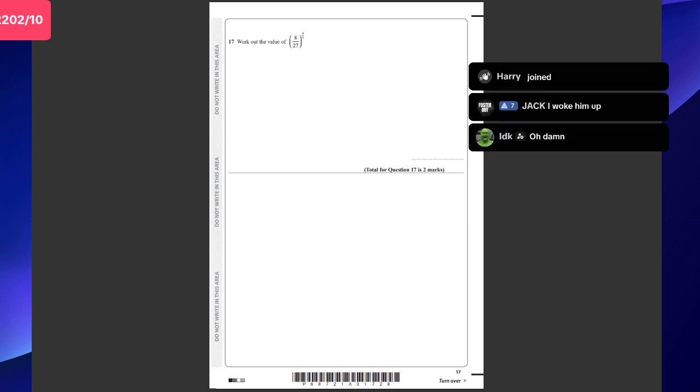Okay, try this question. Work out the value of 8/27 to the power of 4/3. So this is looking at a fractional index. This question is a grade 7, grade 8 question. This is quite a nasty question.